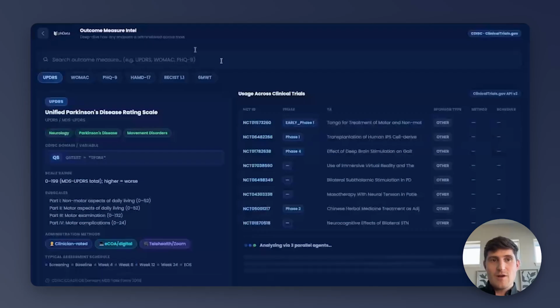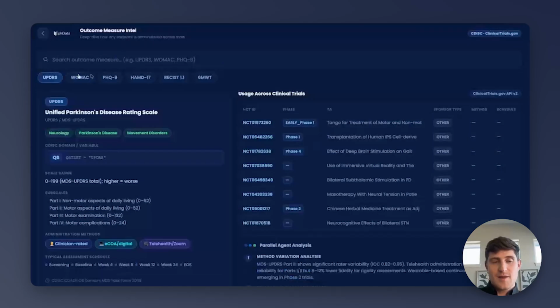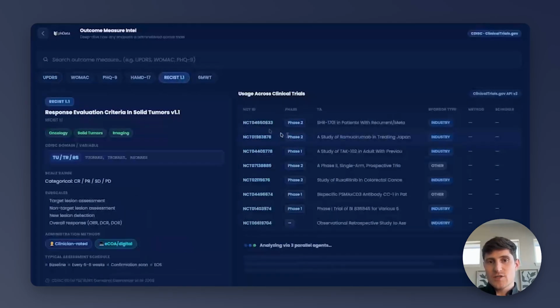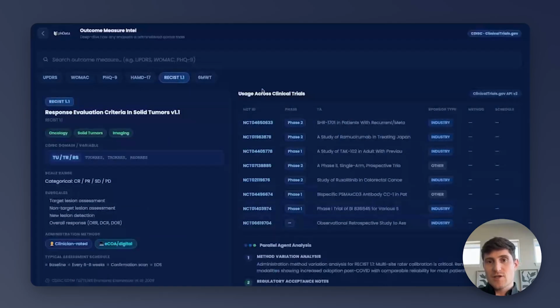We also have an outcome measure intel accelerator. And the idea here is for a given outcome indicator, if you're interested in UPDRS or the RECIST criteria, you can see exactly which studies it was used in. And if you want to jump into it, you can go directly to the NCT ID and learn about how these different methods are being used.